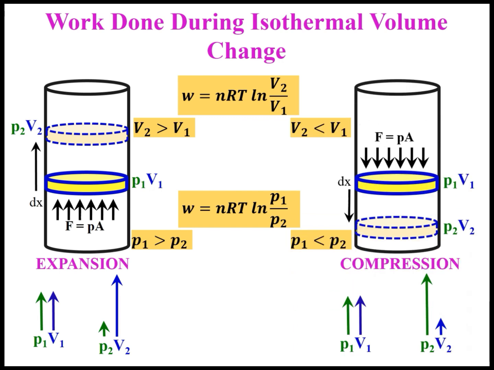Similarly, in isothermal compression, V2 over V1 and P1 over P2 are less than 1, therefore work done by the gas is negative, which shows that work is done on the gas by the piston.